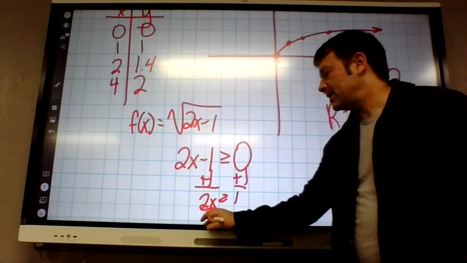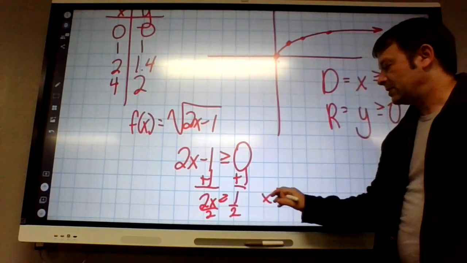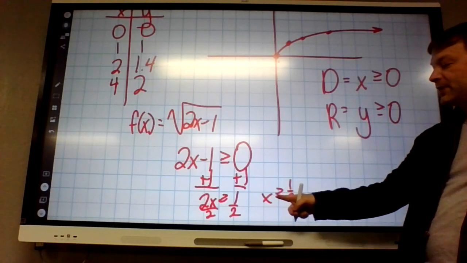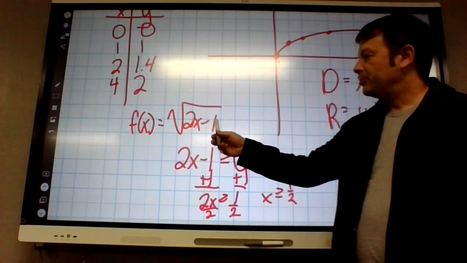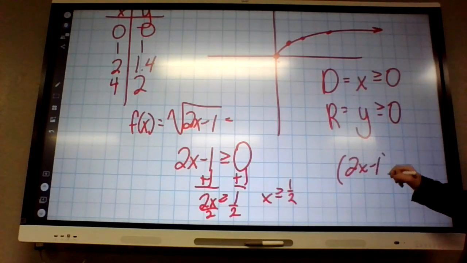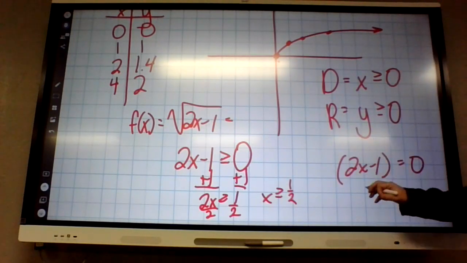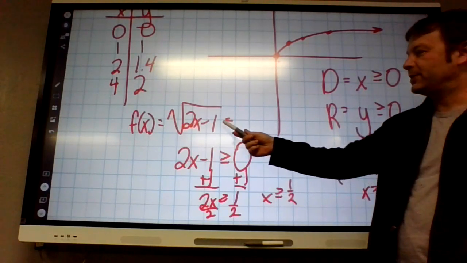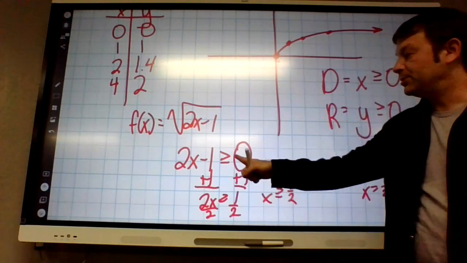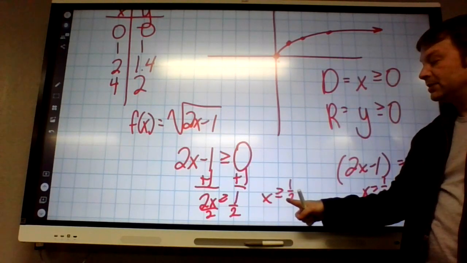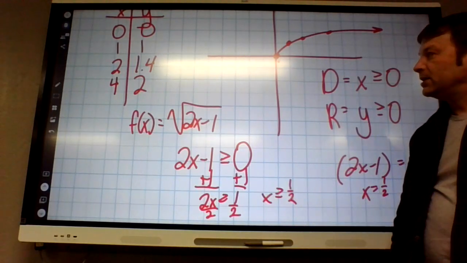In this case, the lowest x value that would actually work is 1/2, so all x values greater than or equal to 1/2. Remember when we were solving equations like 2x minus 1 equals 0, x was equal to 1/2? That's what's going on there. You just set it greater than or equal to 0, and that tells you what x has to be: at least 1/2 in this case.